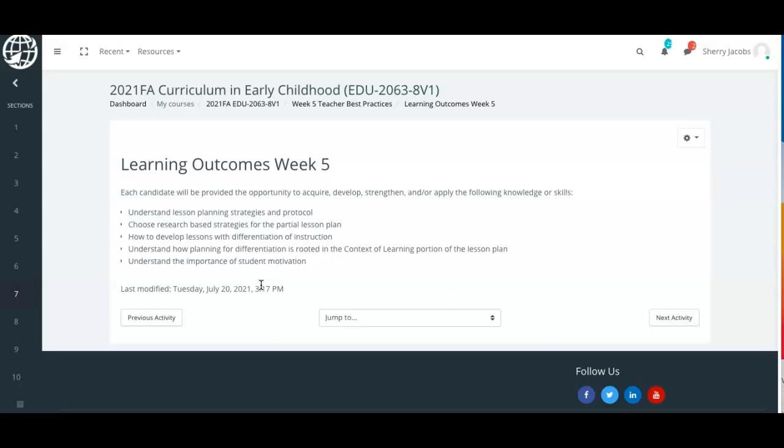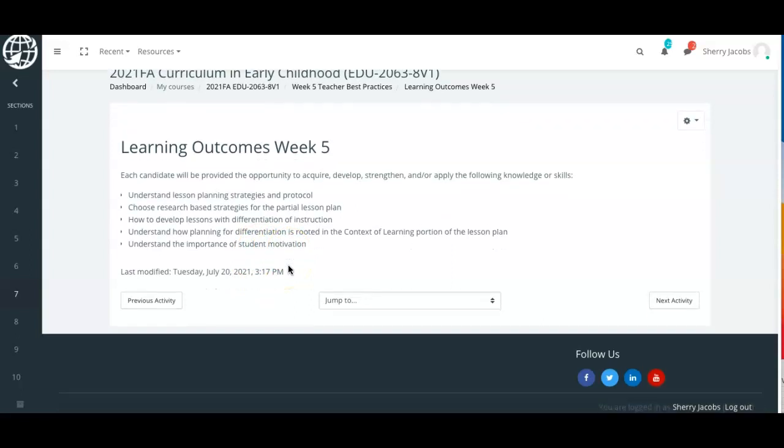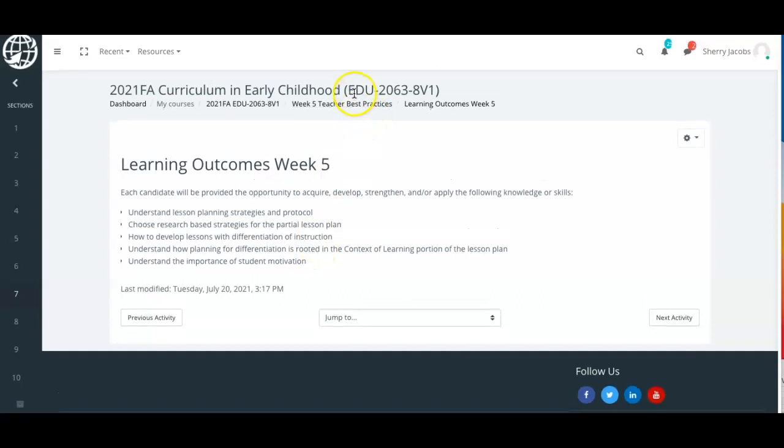So make sure that you don't just say, "Oh, I'm gonna do this," for the whole class. You have to very specifically note what is happening based upon the students who have that need that's rooted in your context for learning. And then there's also a section on understanding student motivation. So there are our learning outcomes for week 5.